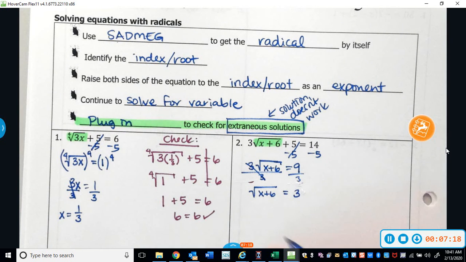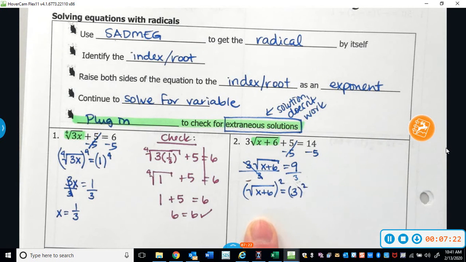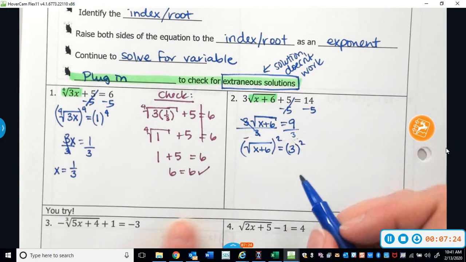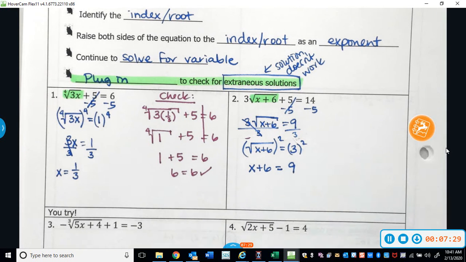Yeah. So at this point, I look at the radical and say, all right, this is a square root. The only way to undo that is by squaring. Whatever I do to one side, I have to do to the other. So those will undo each other, and I'll have x plus 6, and then 3 squared will give me 9.